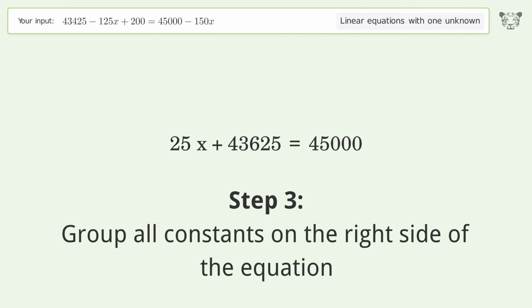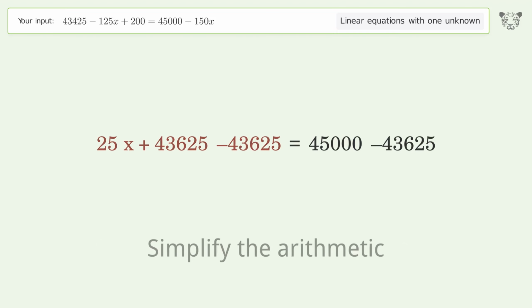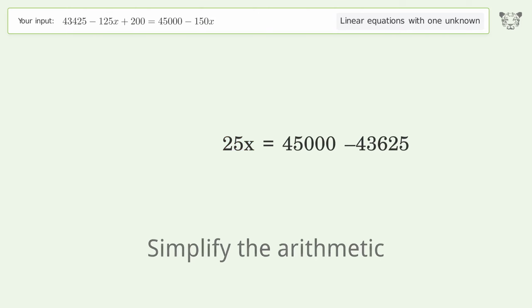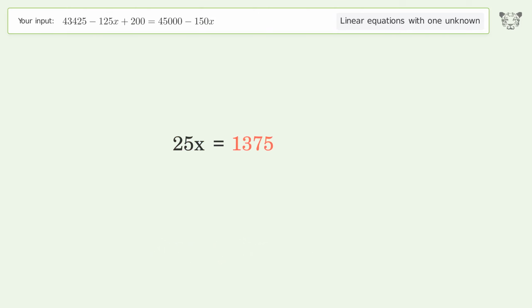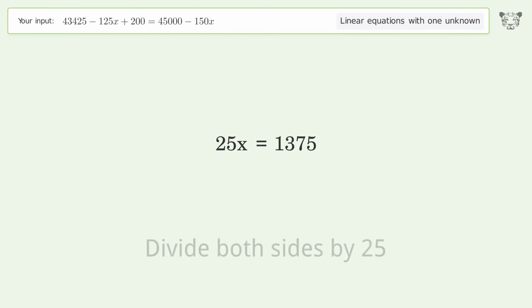Group all constants on the right side of the equation. Subtract 43,625 from both sides. Simplify the arithmetic. Isolate the L. Divide both sides by 25.